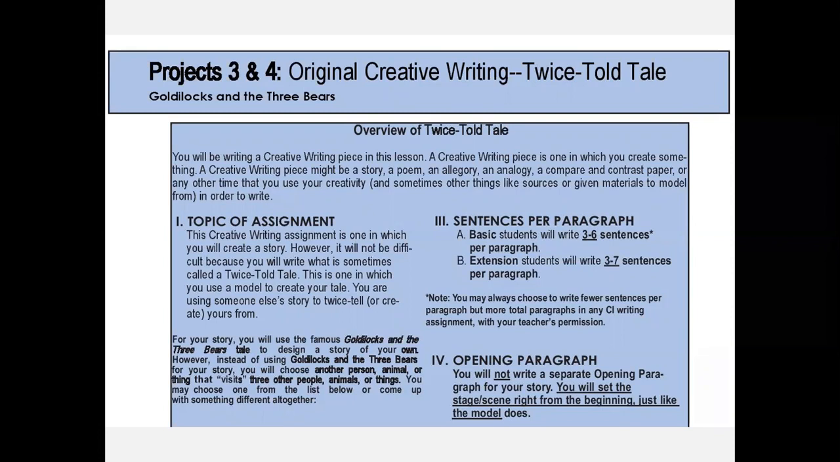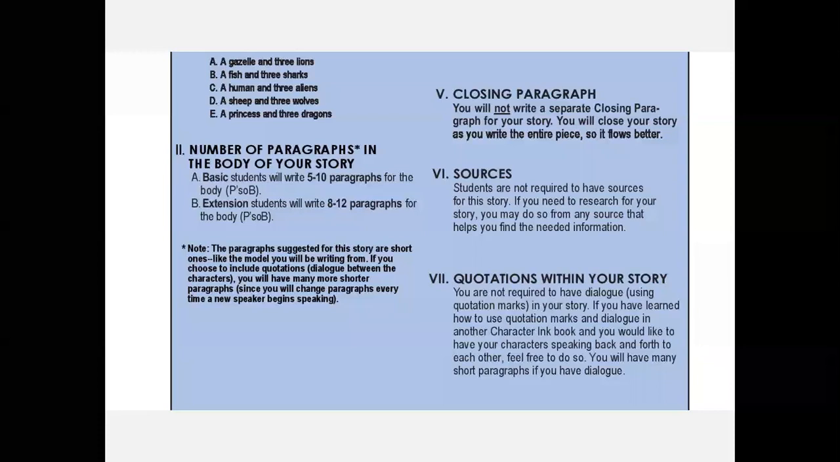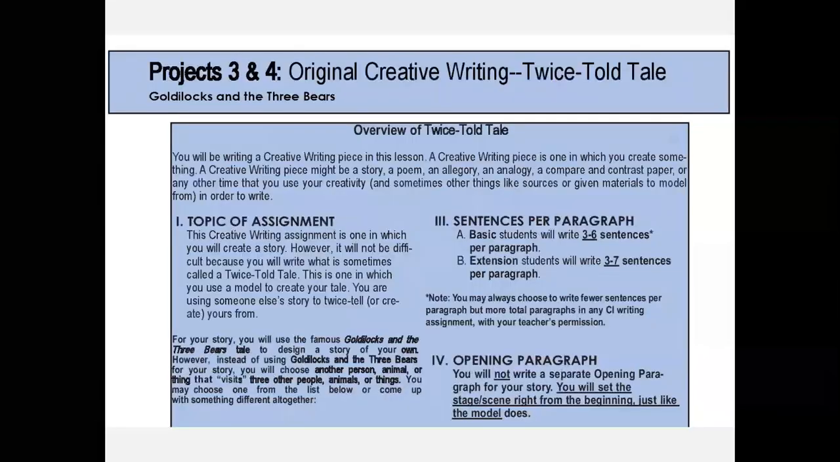So this is a twice told tale, and it says, for your story, you will use the famous Goldilocks and the Three Bears tale to design a story of your own. However, instead of using Goldilocks and the Three Bears for your story, you will use another person, animal, or thing that visits 3 other people, animals, or things. And you'll get the idea when you see the samples. Another big element of all of my writing books is having samples of every single project that a student is expected to complete. So it tells them there how many sentences they are going to have per paragraph, how many paragraphs they're going to have in their whole story, and so forth. And that is the beauty of the overview box. It also gives them some ideas.